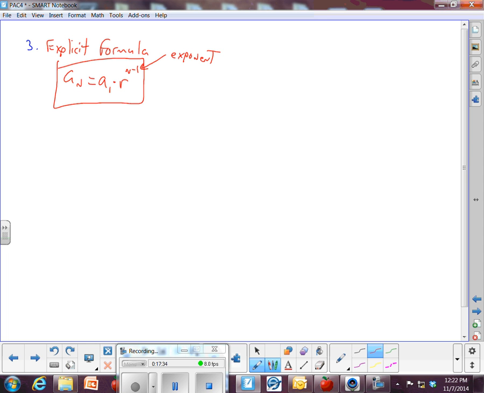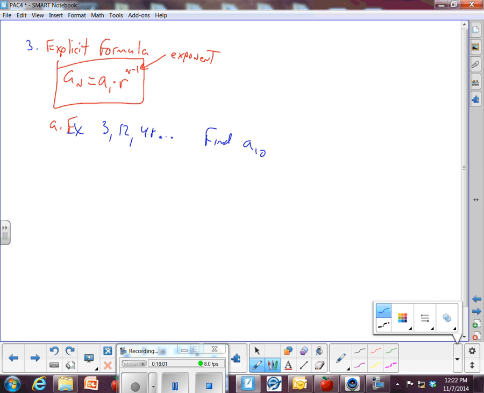Okay, so let's see how this works. Let's do an example here. For example, let's suppose we had the sequence 3, 12, 48, dot dot dot. Let's find a sub 10. So when you go to write your explicit formula, a sub n, and look, write them. I always want you to write them because I want you to remember them.